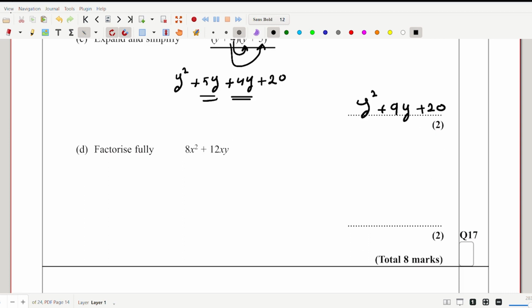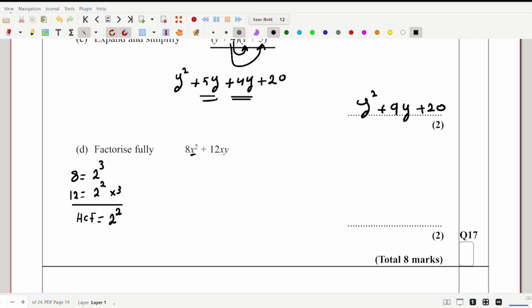Factorize fully. Here we have 8, which means 2 times 2 times 2, so 2 to the power of 3. 12 means 2 times 2 times 3, which is 2 to the power of 2 times 3. In this case the highest common factor takes the lowest power of the common factor. Here we have 2 to the power of 3 and 2 to the power of 2, so we'll have 2 to the power of 2 as the highest common factor between 8 and 12.